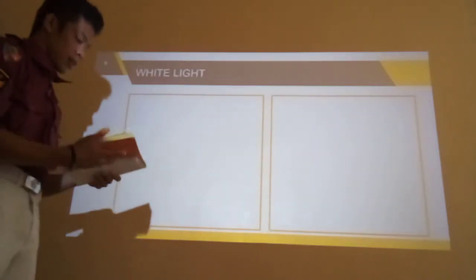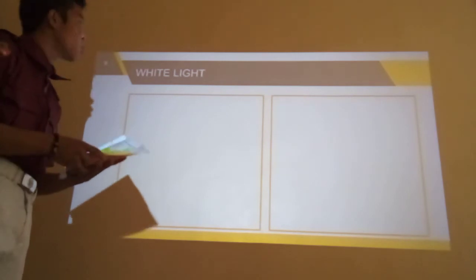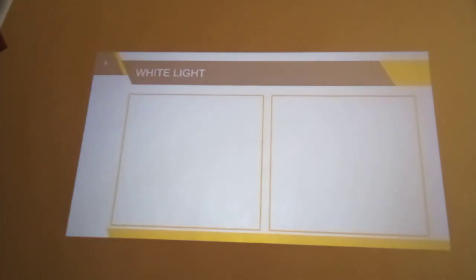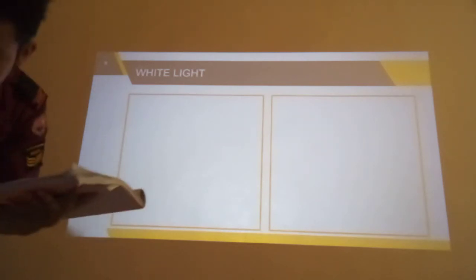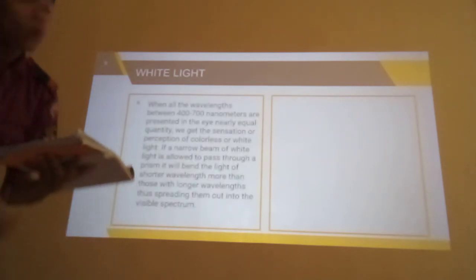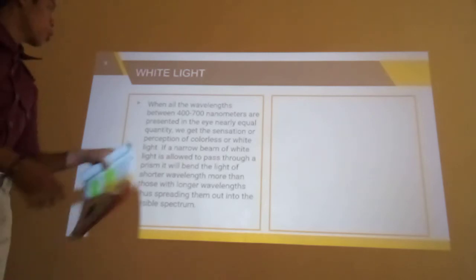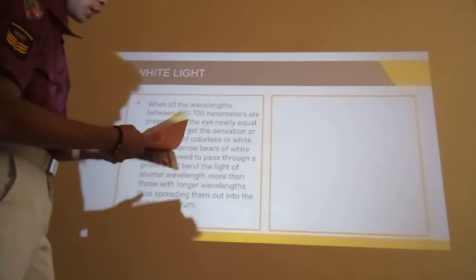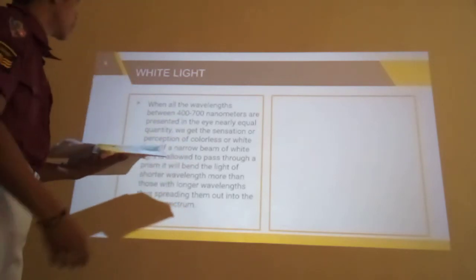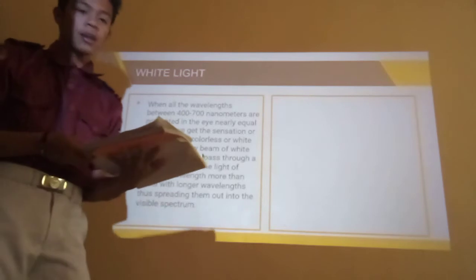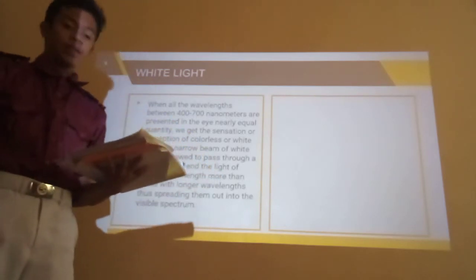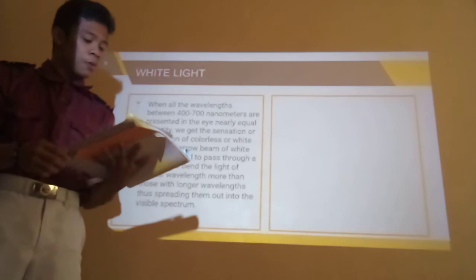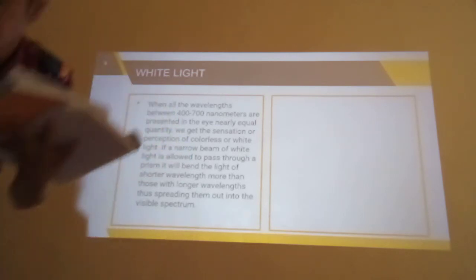Let's go to the next topic, white light. Before we read it, I have a definition here of white light. White light is apparently a colorless light, for example, ordinary daylight. It contains all the wavelengths of the visible spectrum at equal intensity.